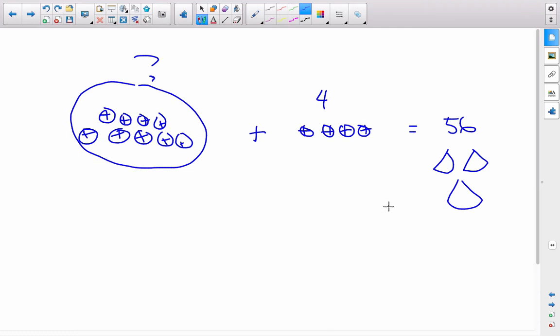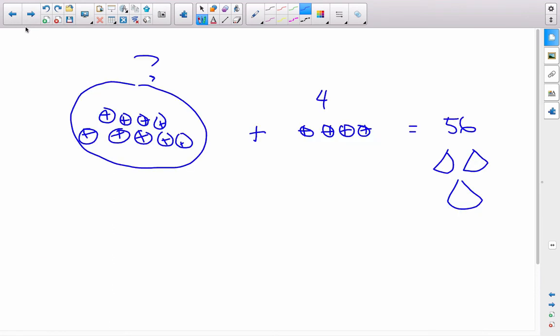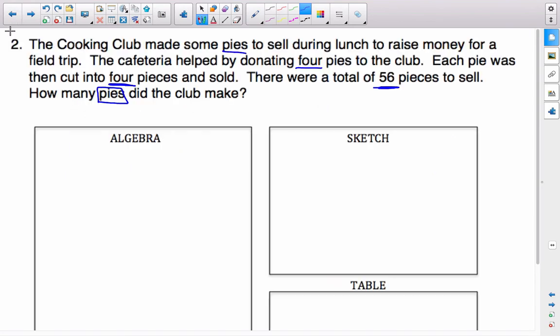Beautiful. So what's the question asking us? Then it says, how many pies did the club make? Now, where was that in our picture? Well, if I go back to here, these were the unknown number of pies. I didn't know how many pies these were. That was the first sentence, I think, in the question. It was. The cooking club made some pies. Some pies. Some pies.